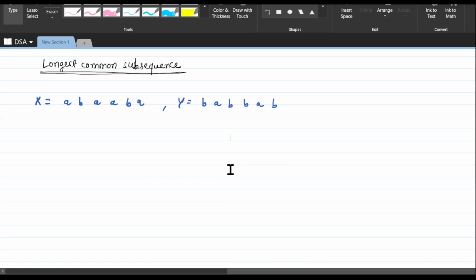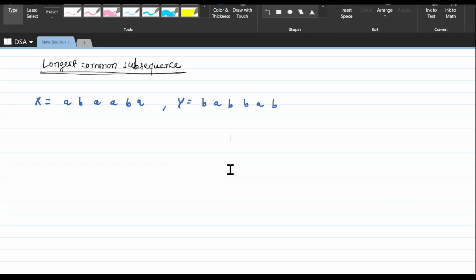Hello guys, so let's discuss the very common problem of dynamic programming. It is a very standard problem when we study dynamic programming, called the longest common subsequence problem. We are given two strings and we have to find the longest common subsequence possible for these two strings.